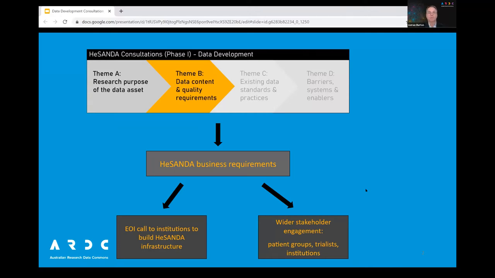So that's where we are in the process. We've done theme A, you are now in theme B. So if you've joined the wrong Zoom, now's the time to leave. So we are now in the second stage of this data development process.